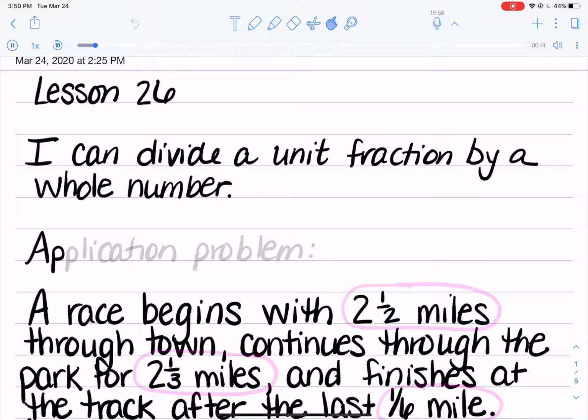Okay. So it looks like we're going to be dividing fractions by whole numbers. Let's take a look at the application problem. All right, I'm going to write it down and then I will be back.